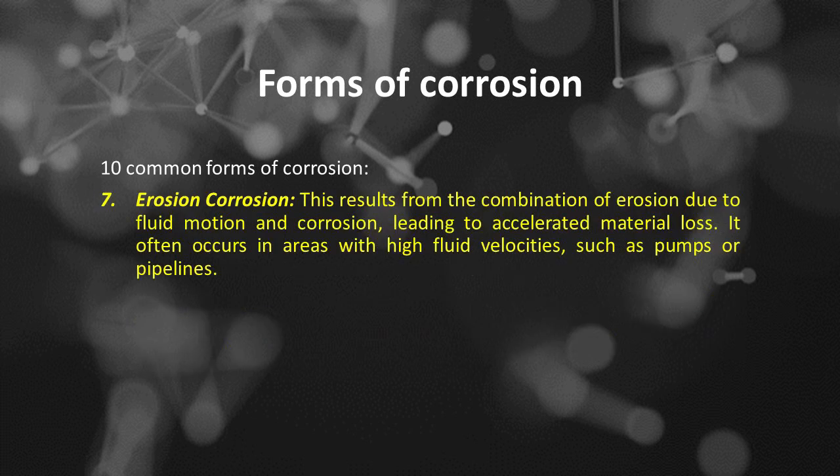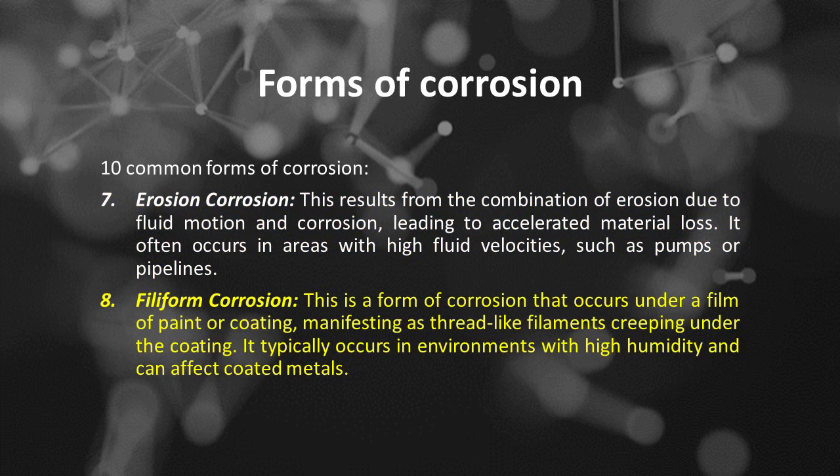Number 7 is called erosion corrosion. This results from the combination of erosion due to fluid motion and corrosion, leading to accelerated material loss. It often occurs in areas with high fluid velocities, such as pumps or pipelines. Number 8 is called filiform corrosion. This is a form of corrosion that occurs under a film of paint or coating, manifesting as thread-like filaments creeping under the coating. It typically occurs in environments with high humidity and can affect coated metals.